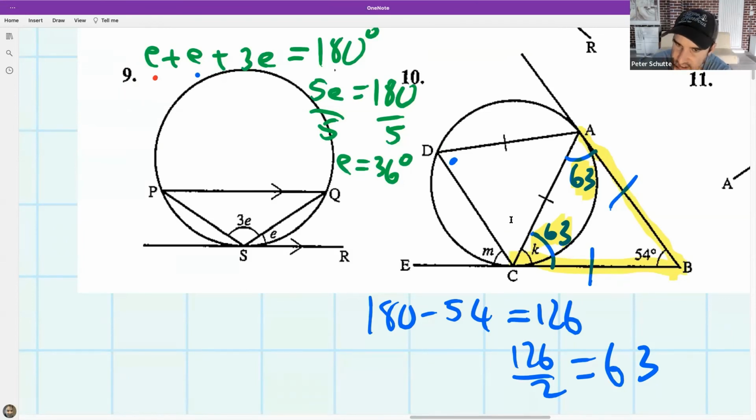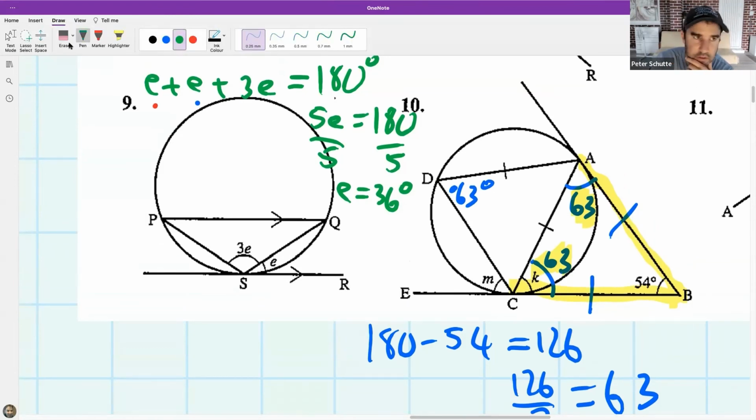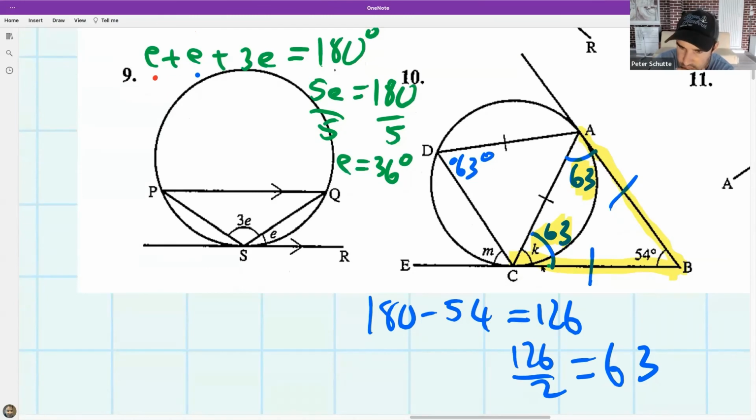I think that this D up here has to be 63 because this angle over here. Now, there could be other easier ways to do this that I'm not seeing, but I see that relationship.